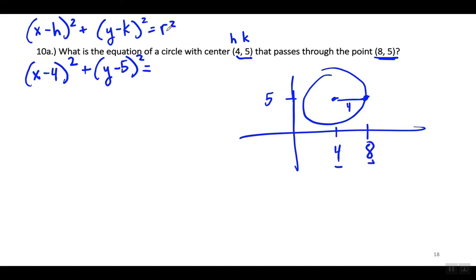So if the radius is 4, that means right here I'm going to put 4 to the second power, which is going to be 16. So this would be my answer.